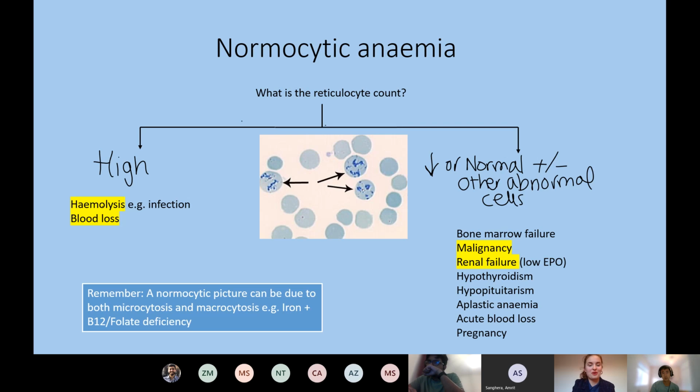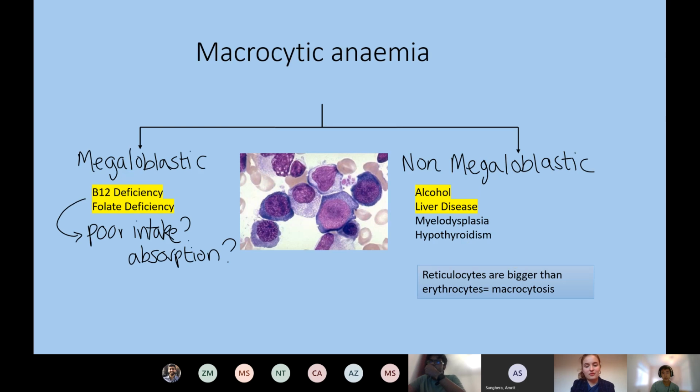But again, please don't feel overwhelmed, because hematology is very big and it does take time. And even if you remember a handful of things, it'll help you a lot.